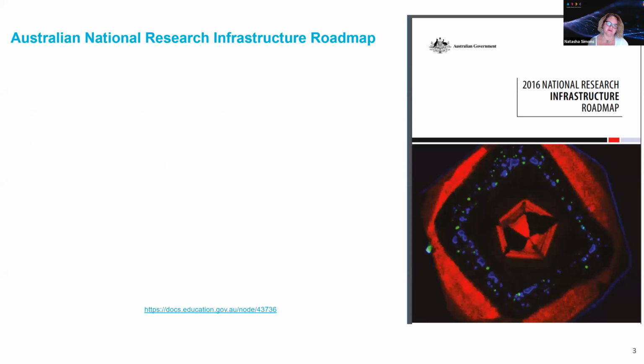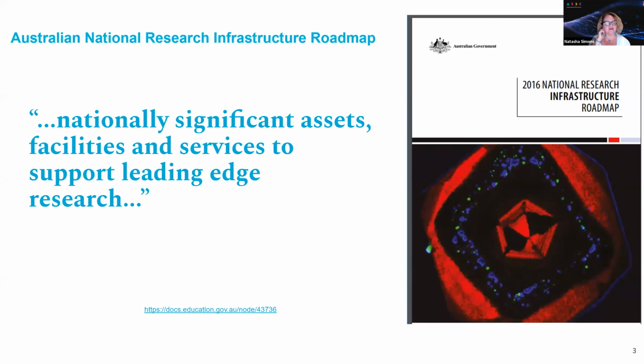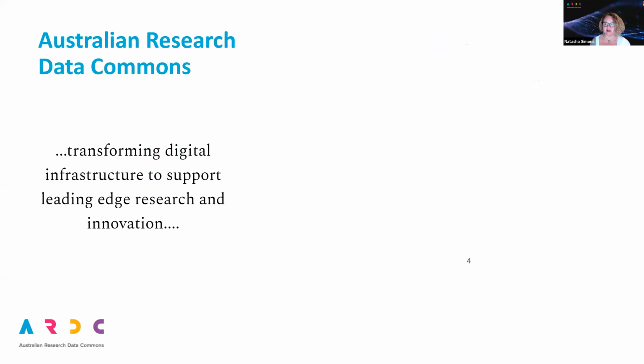So starting with the, yes, that's working. Okay, so I think I mentioned this last time, but just a quick recap: we have a national research infrastructure roadmap in Australia. And in that roadmap, it identifies nationally significant assets, facilities, and services to support leading edge research. It is the roadmap which has given birth to 23 different research facilities, one of which is the Australian Research Data Commons, to help build data infrastructure in particular to support research, and that roadmap's currently under review this year.